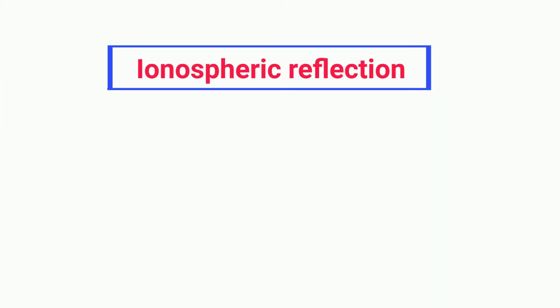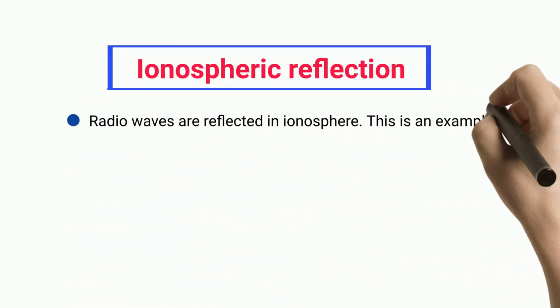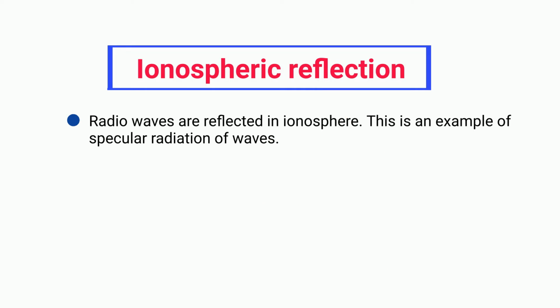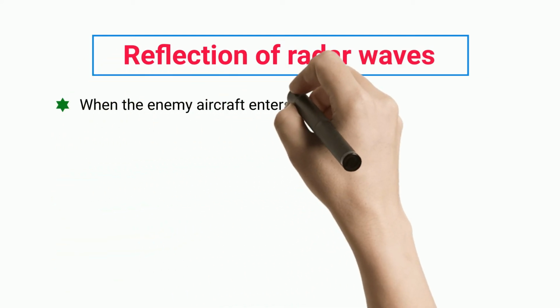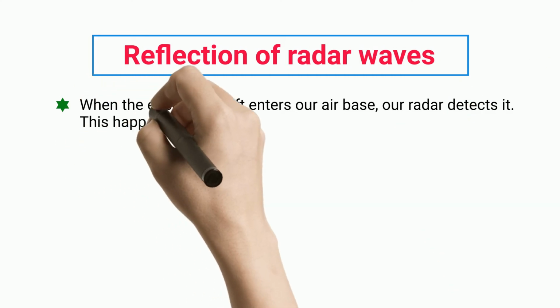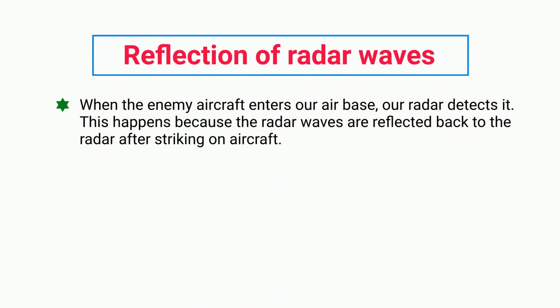Ionospheric reflection. Radio waves are reflected in the ionosphere. This is an example of specular reflection of waves. Reflection of radar waves. When an enemy aircraft enters our airbase, our radar detects it. This happens because the radar waves are reflected back to the radar after striking the aircraft.